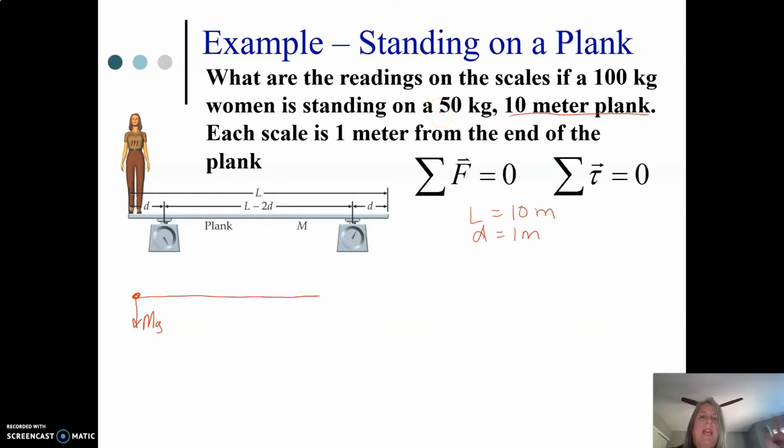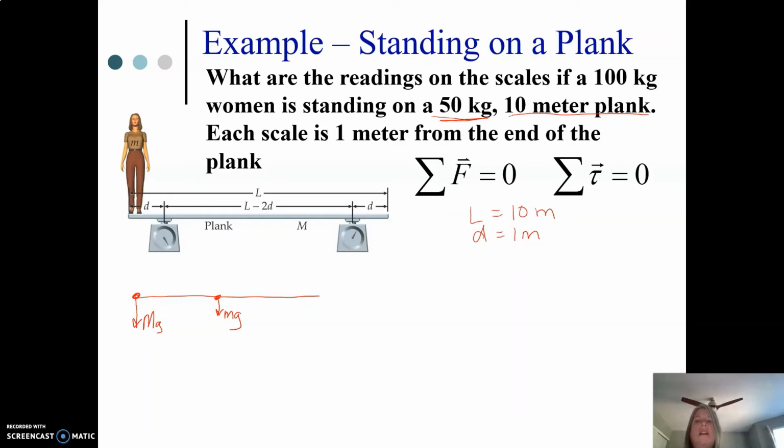Sometimes in AP1 we had a massless plank. That happens. But this time we have a massful plank. So remember this, we're going to assume this is uniform. It looks uniform in the picture. And remember that for uniform objects, the center of mass is where the force of gravity acts. So here we're going to draw a vector for the mass of the plank. We'll make that a little mg.